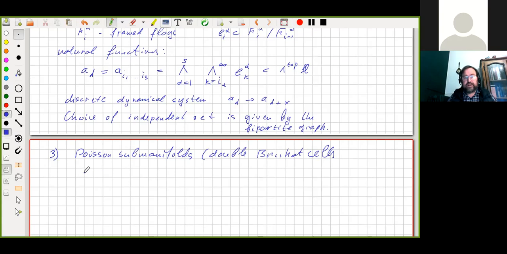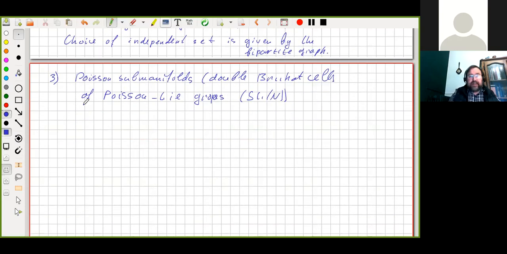Of Poisson Lie groups. Of Poisson, and in this particular context, it's Lie group. And in my context, it will be only SL_n for different n. So, what are the integrable systems on Bruhat cells?